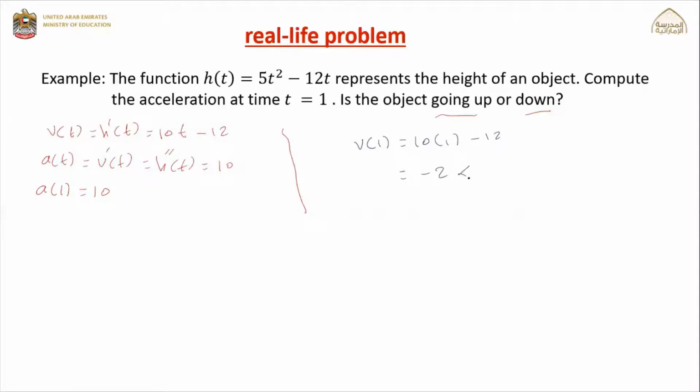Because the velocity is less than 0, the object is going down. So when the velocity is less than 0, the object is going down. When the velocity is positive, the object is going up.